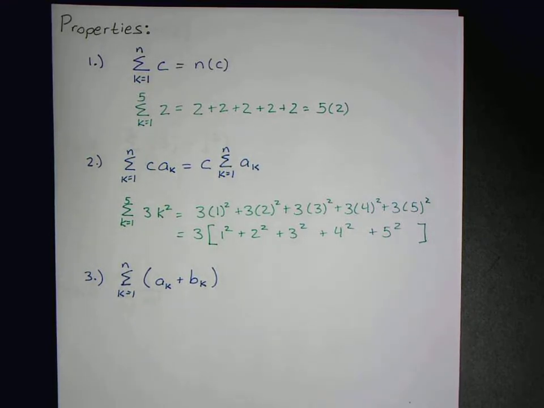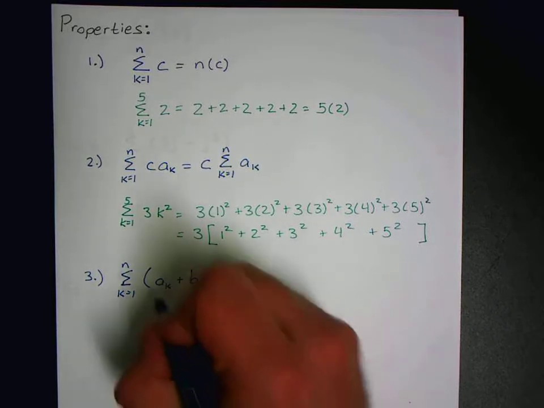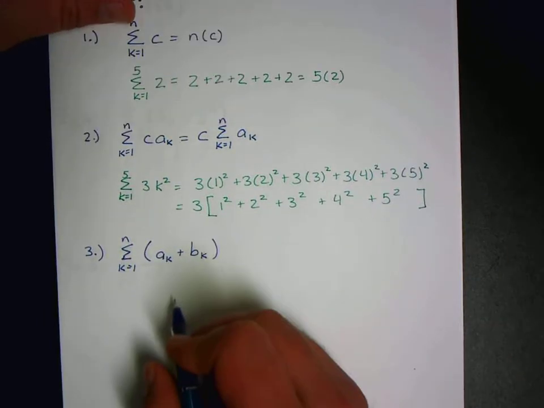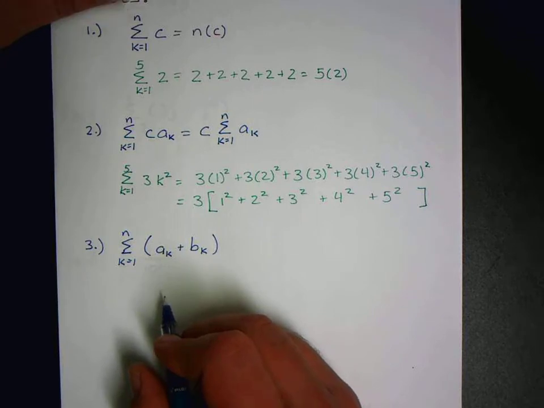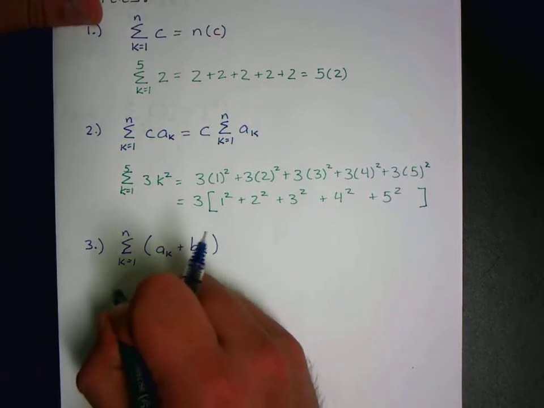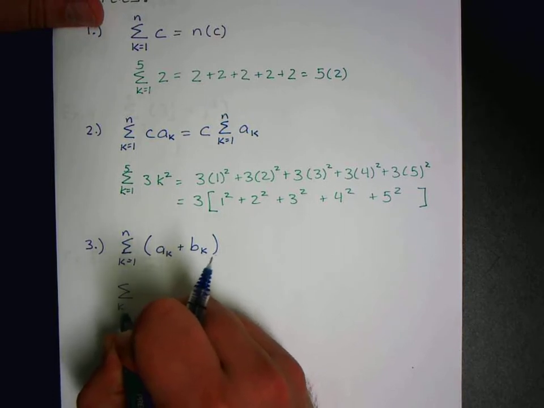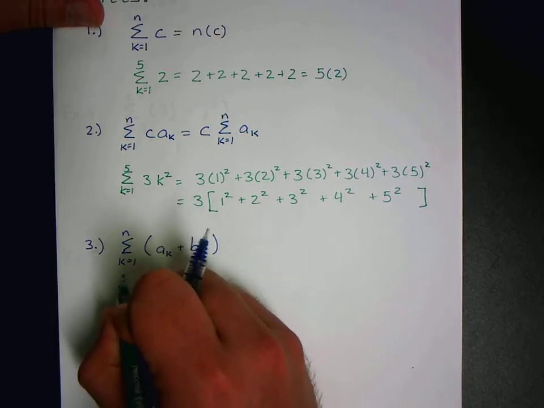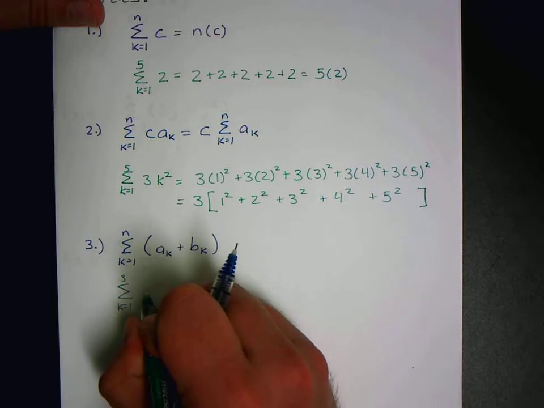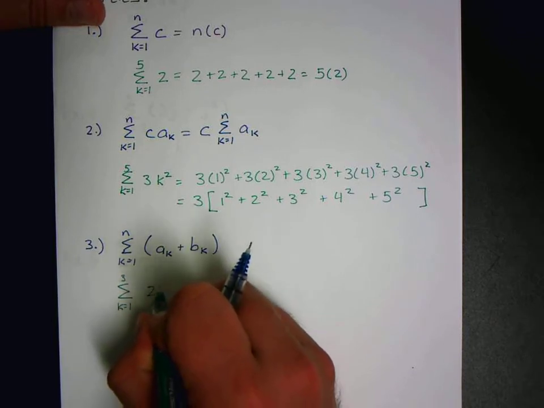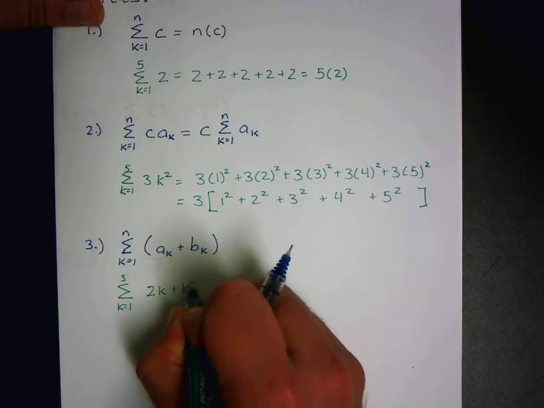Okay, if I have 2 separate functions and they're added together, this is your associative rule, really. What it says is, let me write a really short one down here because this is a lot of writing. We write 2k plus k squared.